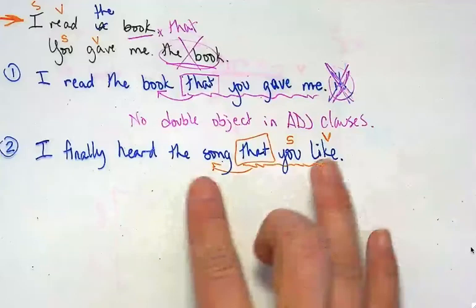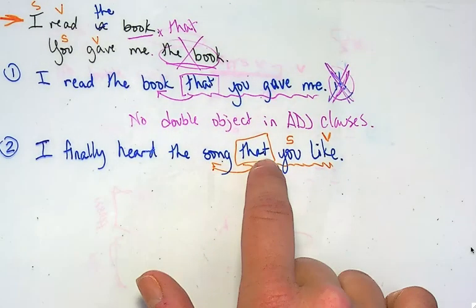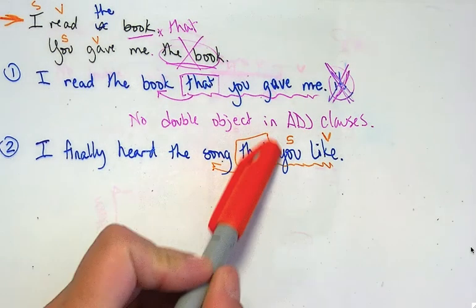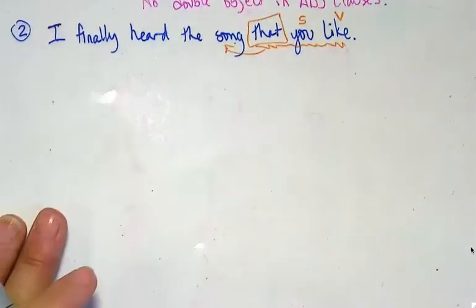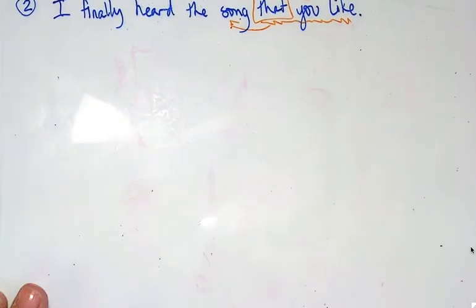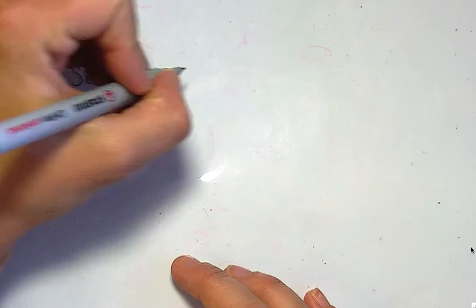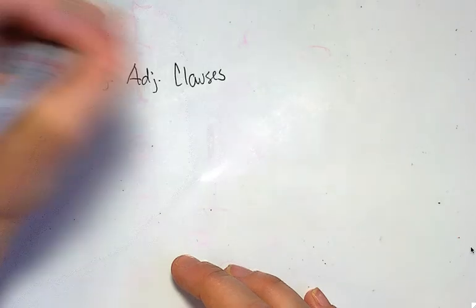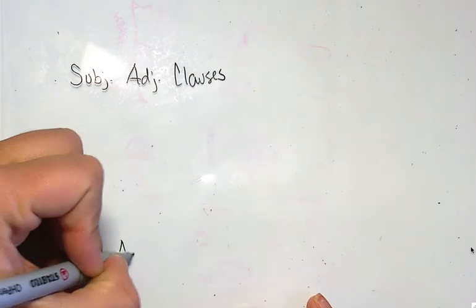Your clause must be near the noun that it modifies. You must have it touching the noun that it modifies. And you need your keyword at the front of the clause, even if there's a different subject after it. We're going to look at a couple more examples. We're going to look at some subject adjective clauses. And we're going to look at some object adjective clauses.